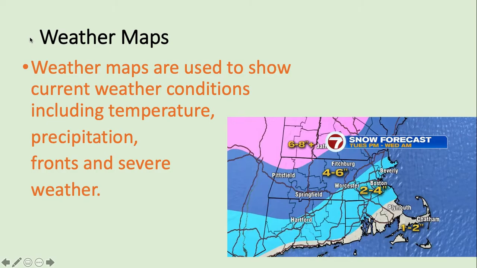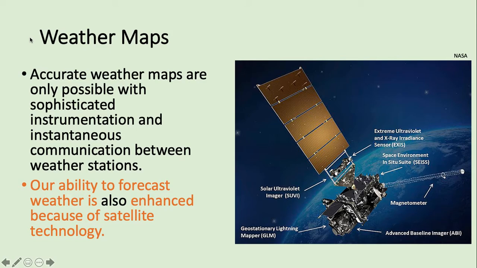Weather maps are used to show current weather conditions, including temperature, precipitation, fronts, and severe weather. Accurate weather maps are only possible with sophisticated instrumentation and instantaneous communication between weather stations. Our ability to forecast weather is also enhanced because of satellite technology.